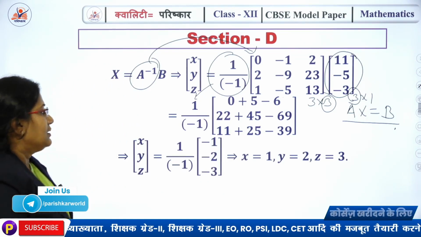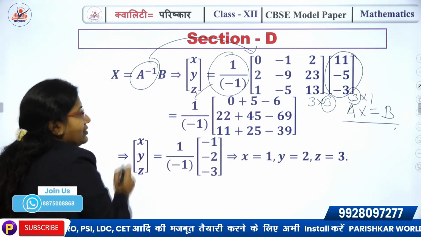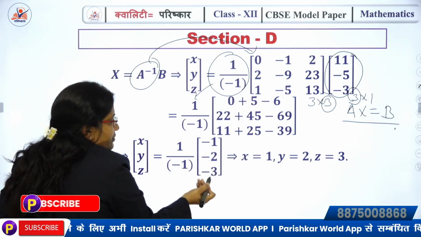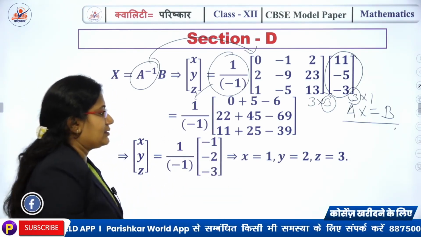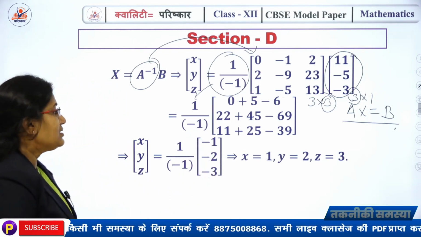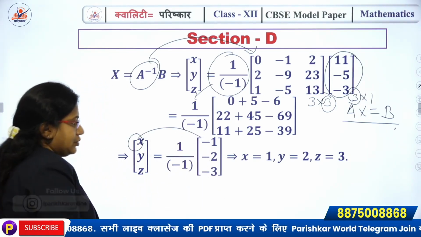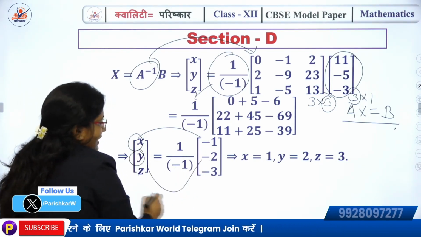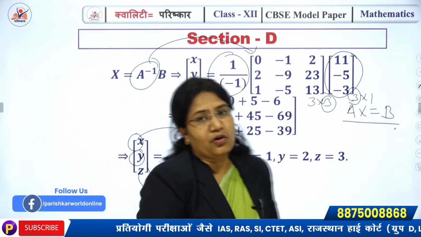Okay students, so the value of capital X, that means small x, y and z, is equal to 1 upon minus 1, and after calculating these minus 1, minus 2 and minus 3 we have, after multiplying minus 1 to this column matrix, we have 1, 2 and 3 as a column matrix. That means the value of x is 1, minus 1 into minus 1, that means 1, and y is 2 and z is 3. This is the required solution for the given system of equations.